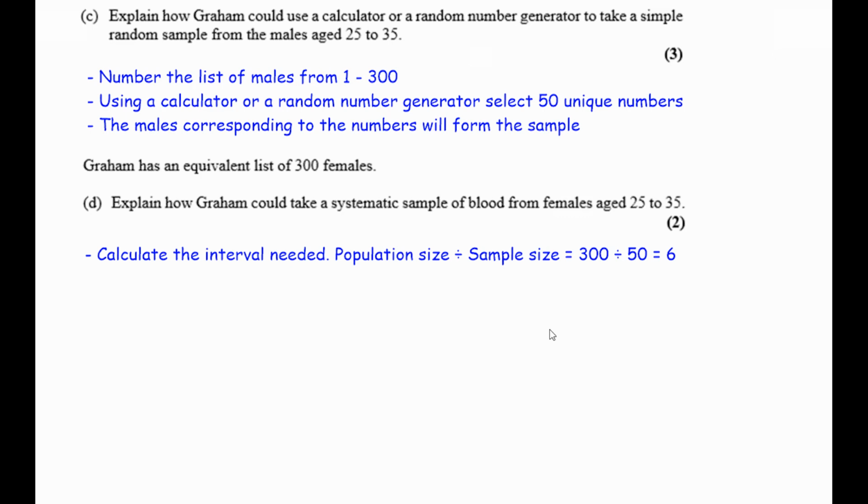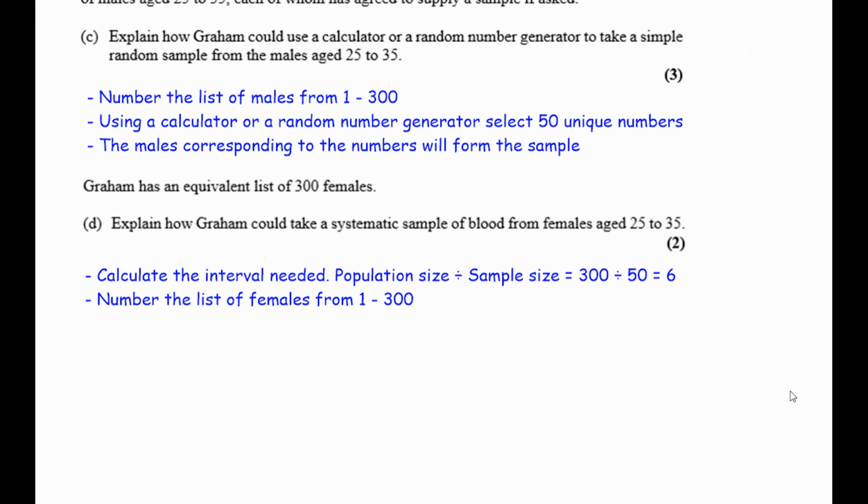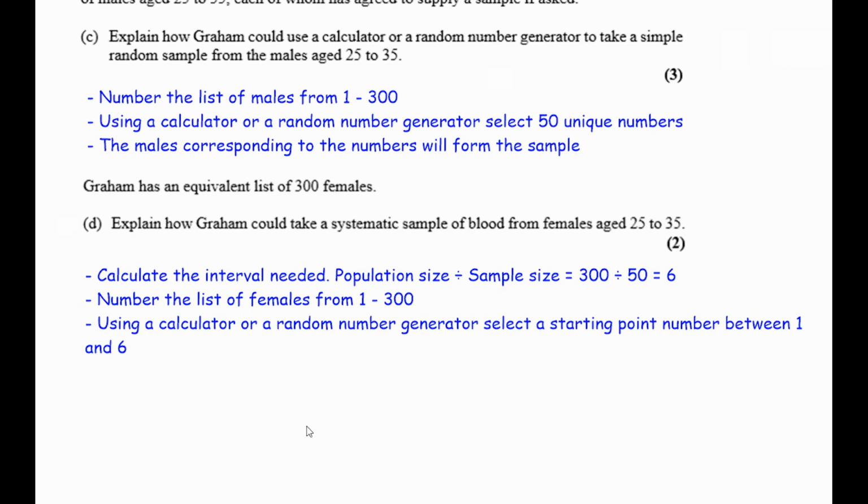So, with those 6, what do I do? We're going to go ahead and number the list of females from 1 to 300. Okay, so using a calculator or a random number generator, we'll select a starting point number, which has to be between 1 and 6. So that's going to be between 1 and the interval size.